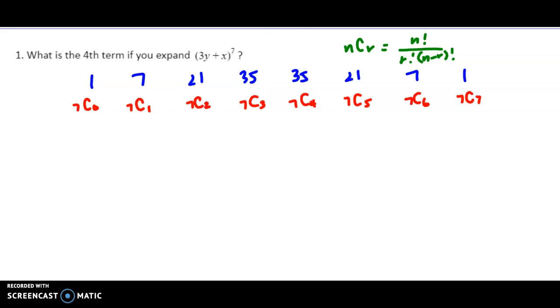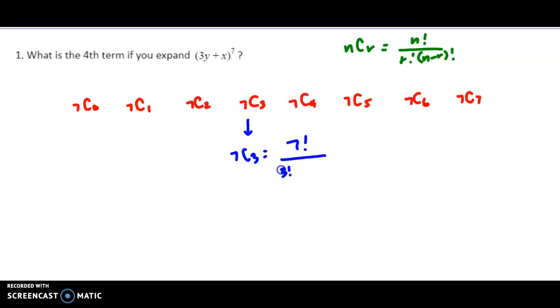But let's pretend that we don't know that it's 35, okay? We're going to get rid of that for now, and I'm going to show you the rest of the way here, all right? So we know for now it's going to be 7 choose 3, okay? So we're going to work that out, right? The fourth term is 7 choose 3, which is, here's the work for it.